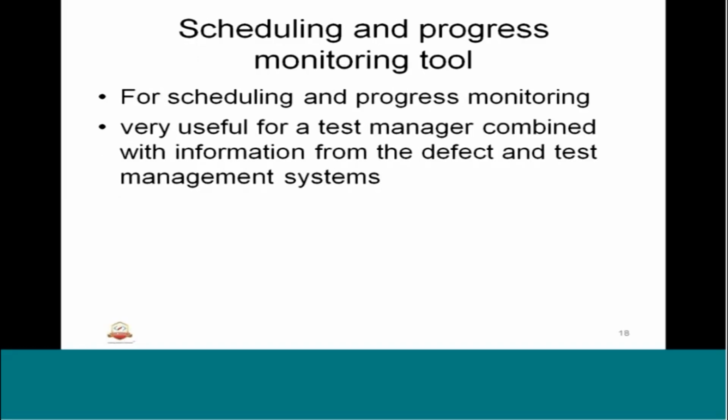Then we have a scheduling and progress monitoring tool. There are a number of tools available for scheduling and progress monitoring, such as MPP and others. You have seen there are different tools which can be integrated along with the test management tools, such as TestLink or Bugzilla for defect management, etc. So it's very easy with the help of these tools for scheduling and progress monitoring. Very useful for a test manager, combined with information from the defect and test management systems.